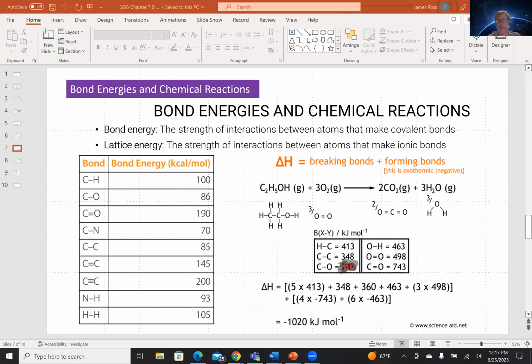Okay, so again, all the bonds that break are positive values because it requires energy to break them. All the bonds that are formed are negative values. It releases energy when they form, just like when your hands form a bond, they release sound energy. Add everything together and you get negative 1030 kilojoules per mole. So indeed, it's exothermic. It generates a net loss of heat energy symbolized by the negative value.